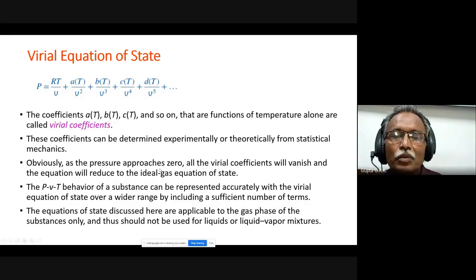Obviously, as the pressure approaches 0, all the virial coefficients will vanish and the equation will reduce to the ideal gas equation of state. You can see, as the pressure approaches 0, because specific volume increases very much, all these terms will become 0, and we will get P equal to RT by V, or PV equal to RT. So the PVT behavior of a substance can be represented accurately with the virial equation of state over a wider range by including a sufficient number of terms.